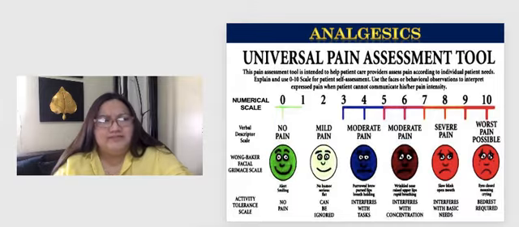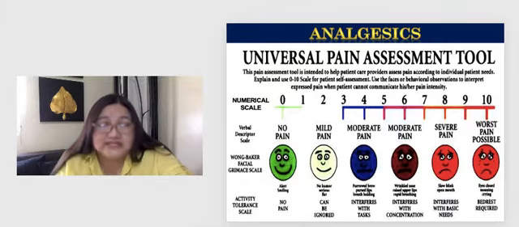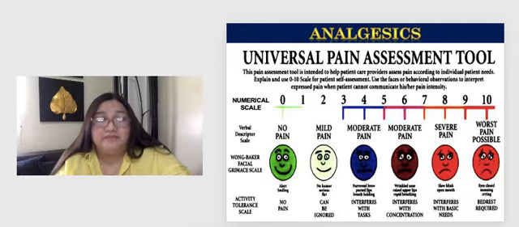Anong klaseng pain ba yung nararamdaman niya? Anong level of pain ba yung nararamdaman niya? Maraming paraan para tayo ay mag-assess ng pain. The most commonly used is the numerical scale. Mommy, on a level of 0 to 10, 0 po yung walang pain, 10 yung pinakamasakit. I-describe nyo nga po sa akin yung level ng pain na meron ka from 0 to 10. That's actually the easiest and the most commonly used assessment tool for pain.